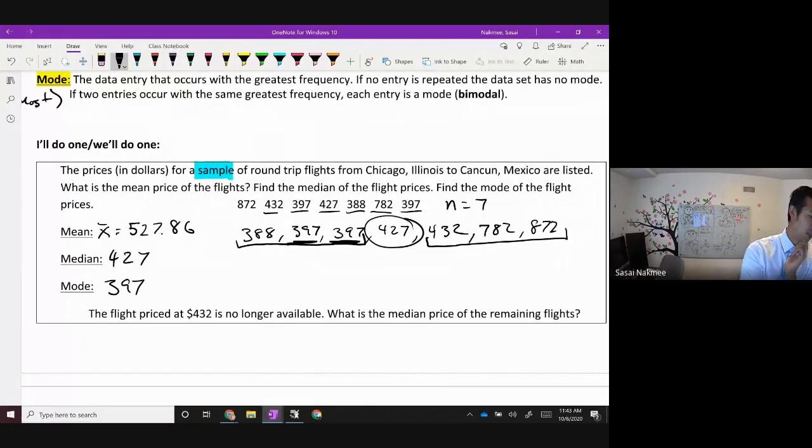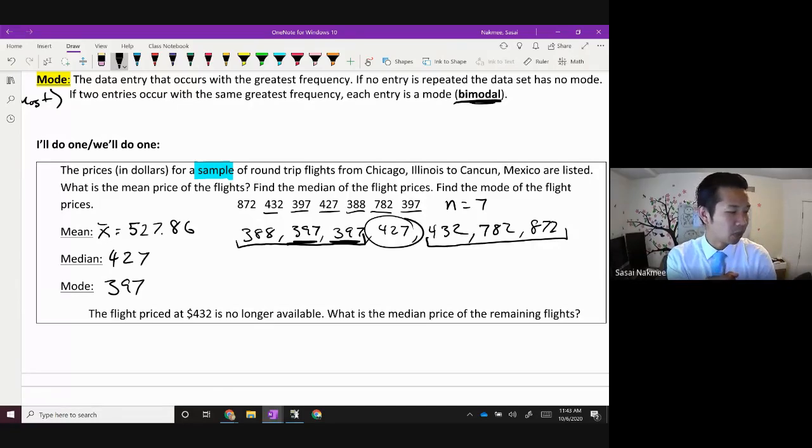Actually, that's what it says right here. For each entry that is a mode, you can have something that's bimodal, meaning more than one mode, if 2 entries occur with the same greatest frequencies. Okay. Anyways, that's that one right there. And yeah, let's do another one.